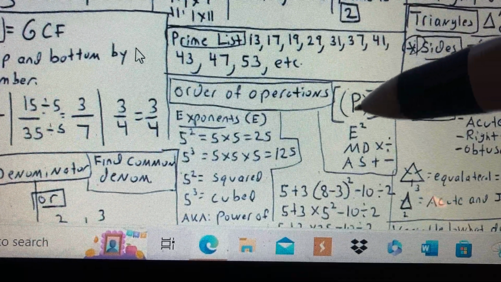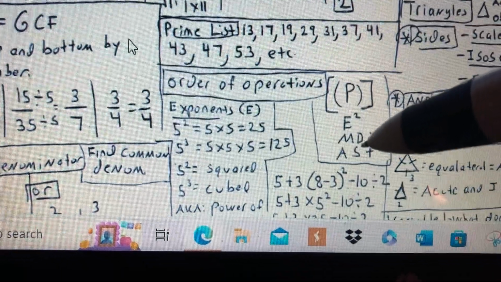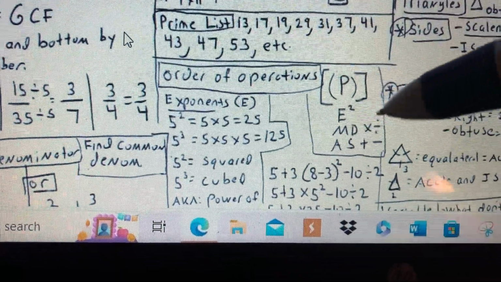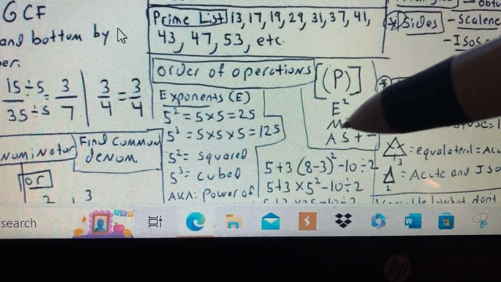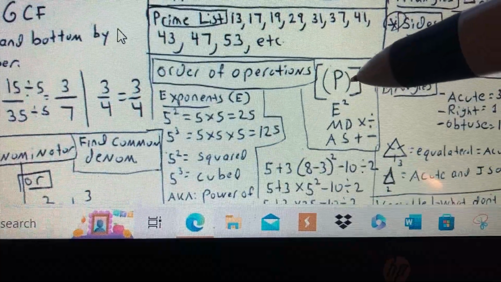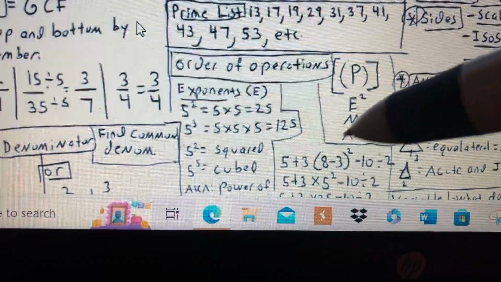Notice brackets, parentheses, exponent with a 2, multiply, divide, which is either order, it doesn't matter. Addition, subtraction, either order, doesn't matter, whatever's first. But you always have to do parentheses first and check off the list as you go.